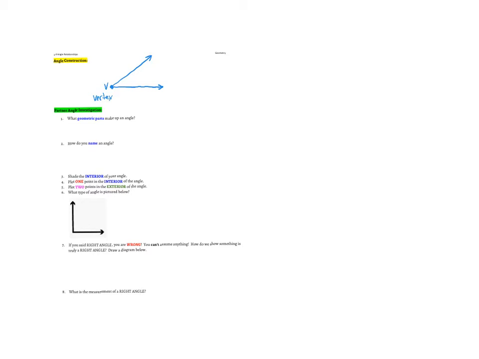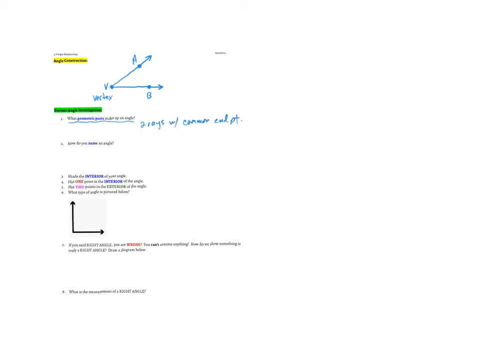Now, what you see here in this question about what geometric parts make up an angle, essentially what we have are two rays that come out. So we've got this ray over here and this ray here that both project from point V, which is our vertex. Why don't we put a point over here, and we'll call this point A and this point B. So we have ray VA and ray VB. They're two rays with a common endpoint. So as far as the geometric parts, we would say two rays with a common endpoint.